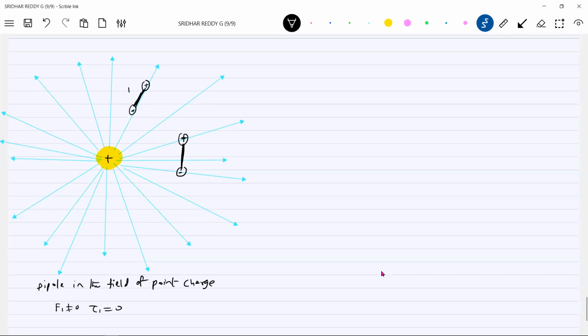What about this second dipole? I kept it in the field of this one. So this positive charge will experience force in this direction, F plus, F minus like this. What about the net force? Zero, non-zero? Anybody want to answer, please?